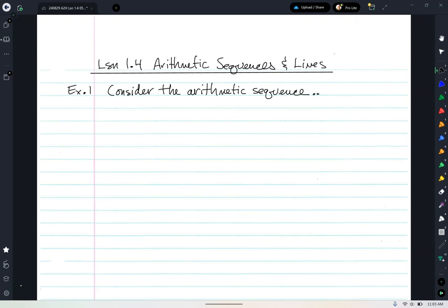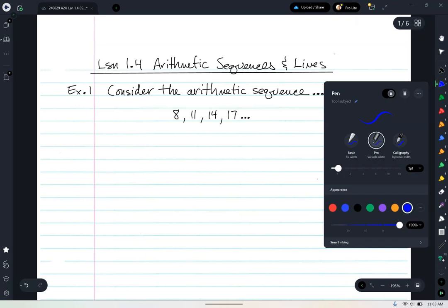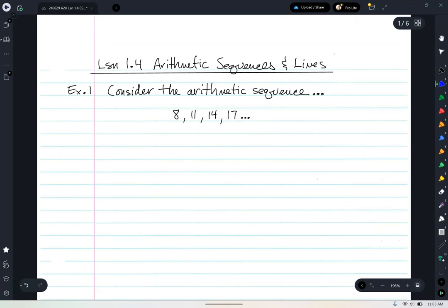So we are going to consider the arithmetic sequence. There's information in there, right? Now you know what kind of sequence we have. We're going to consider the arithmetic sequence that looks like this. Well, we already know it's arithmetic. We were just told that, right?